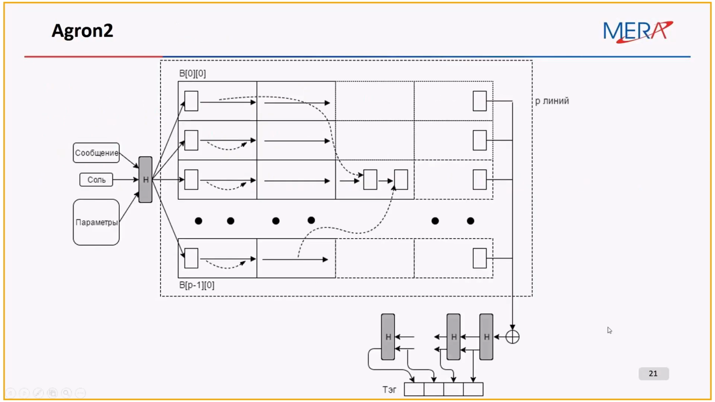Here is a diagram of how Argon2 works in general. It takes the message that should be hashed, salt, and other parameters. It creates a lot of pipelines that create data streams, and these data streams are mixed with each other with different parameters, and as a result we create a hash.